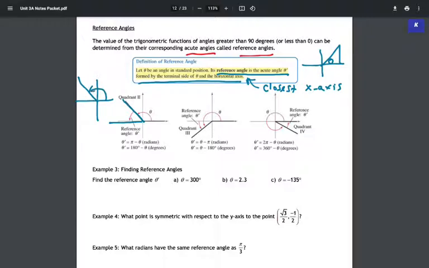Let's say we do a 120 degree angle. Right over here is pi, which is 180 degrees. So the difference between 180 and 120 is 60 degrees right there. So 60 degrees is my reference angle, and I got that by doing 180 minus 120. If it had been in radians, you would have just been subtracting it from pi instead of the 180.